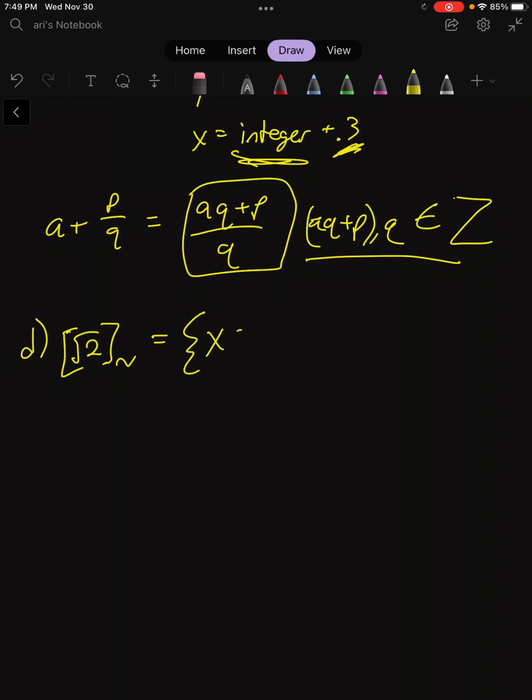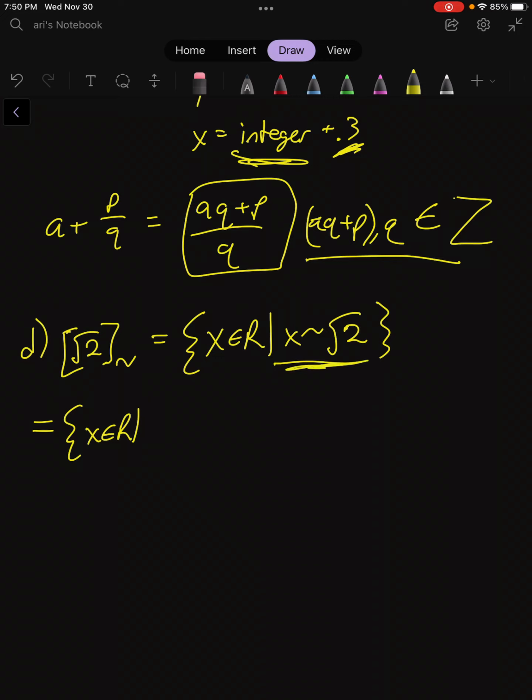But basically it's a set of x in the reals such that x tilde, this time I'm going to do all the steps. And remember, x tilde square root of 2 means that x minus the square root of 2 is an integer. X is a real such that, but we want a subset of the real numbers. X can't be just anything. It has to follow this specific condition, which is that x minus the square root of 2 equals a for some integer a.